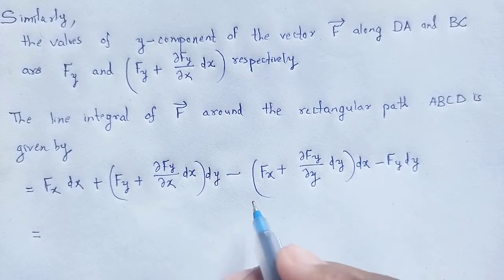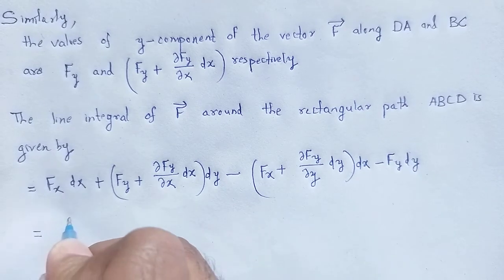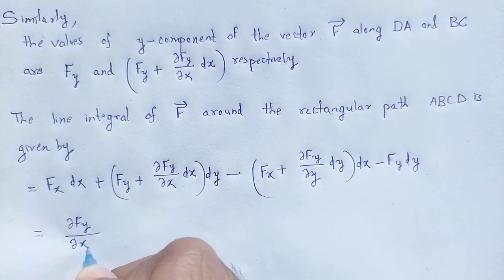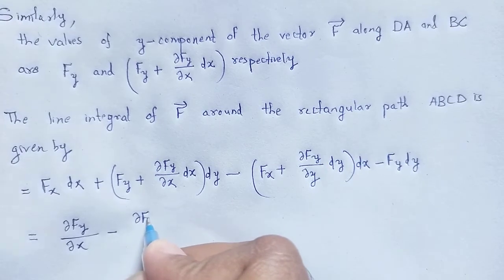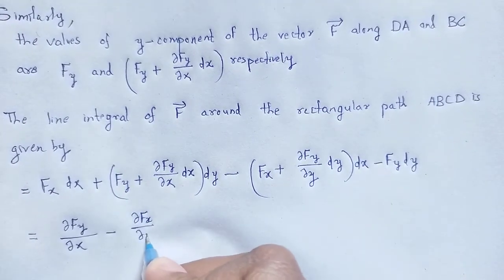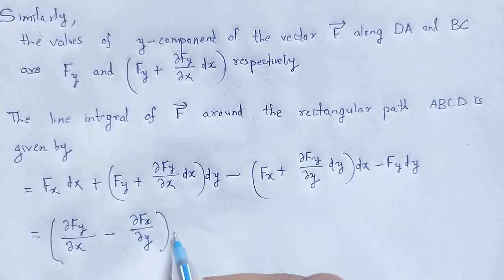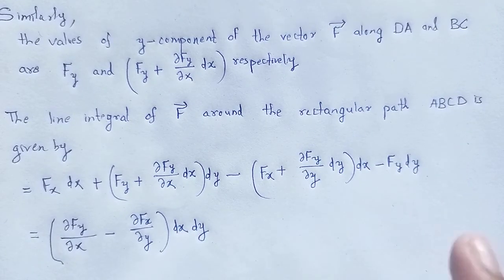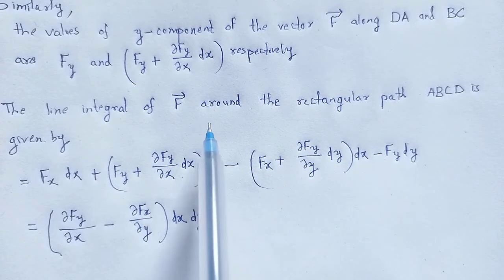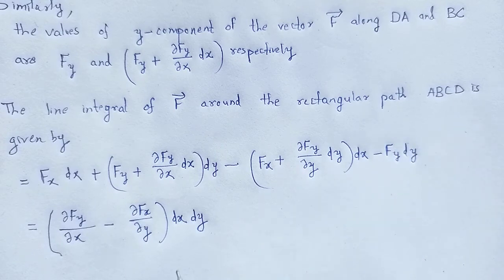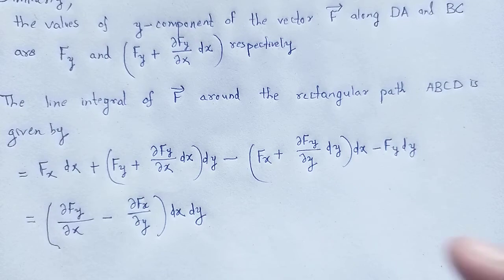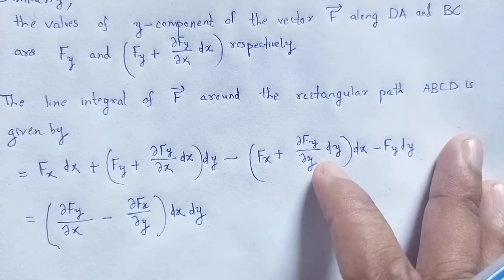Solving this, we get (del fy by del x minus del fx by del y) into dx dy. This is the line integral of the vector around the rectangular path ABCD. Here dx dy is the area of the rectangular path; if we consider the area as unit, then what happened?